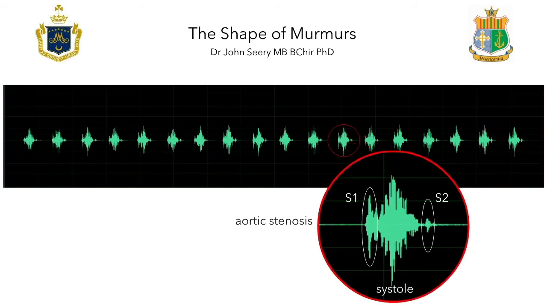As you can see, the murmur of aortic stenosis is crescendo, decrescendo in shape. Note also the low amplitude of S2 in this situation. A soft S2 is an auscultatory finding associated with significant aortic stenosis.